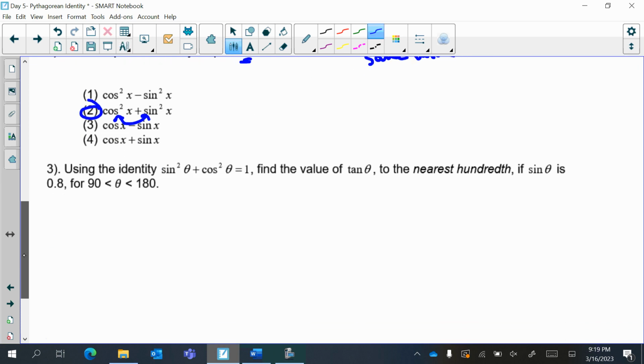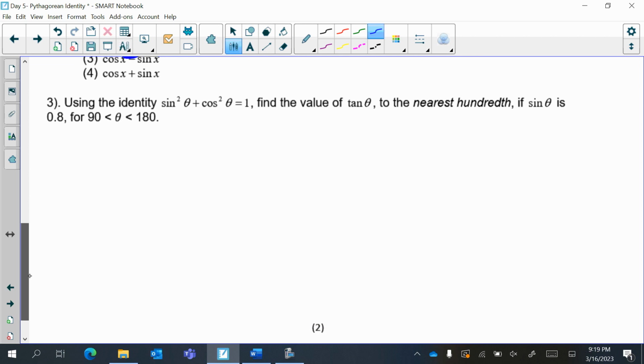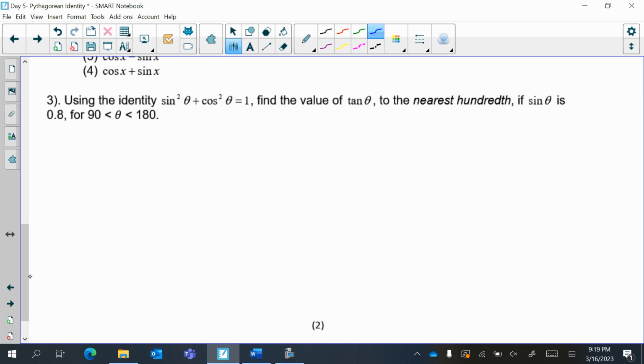Okay, let's try now. This problem is asking you to use the Pythagorean identity, and we want to find the value of tangent. This is kind of like the do now, but it gives us something else. In this case, we're going to get to the whole 90 is less than theta is less than 180. They're telling us to use the identity. So really what you should be doing is writing the identity out. And what I suggest is that you pause the video and you actually try this on your own.